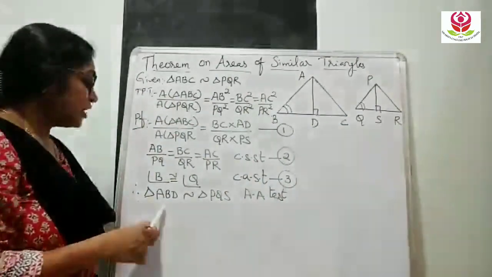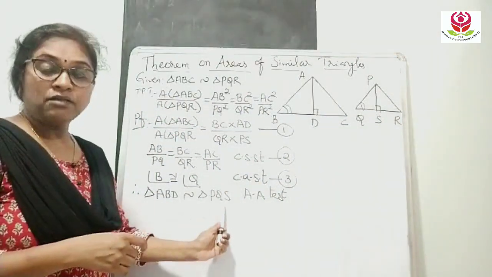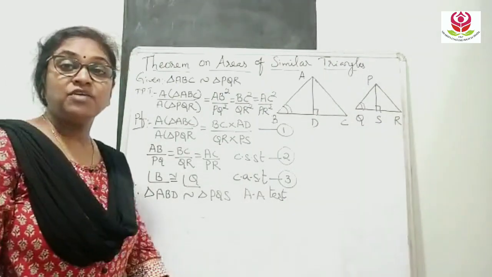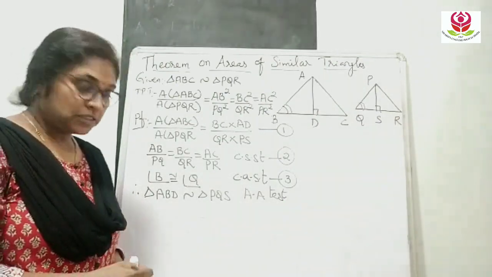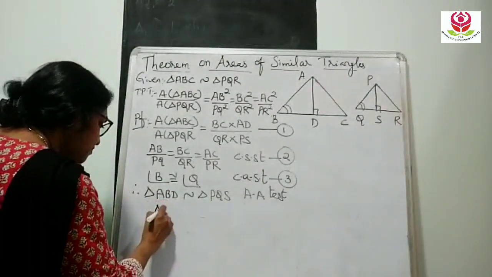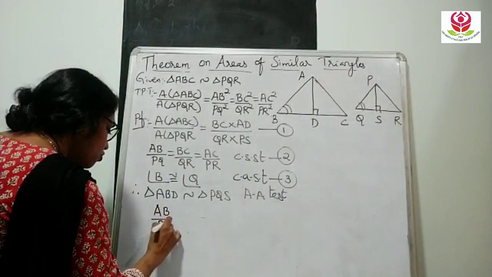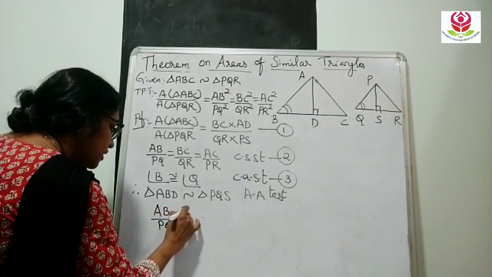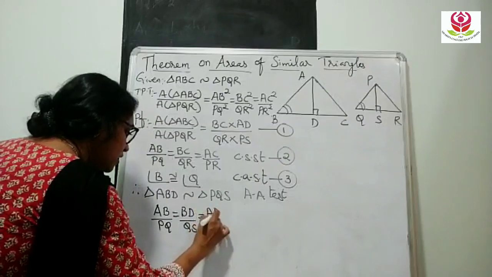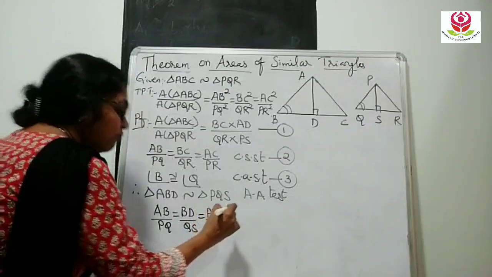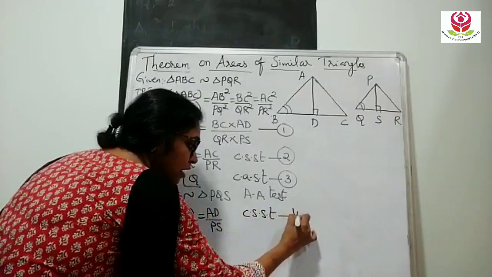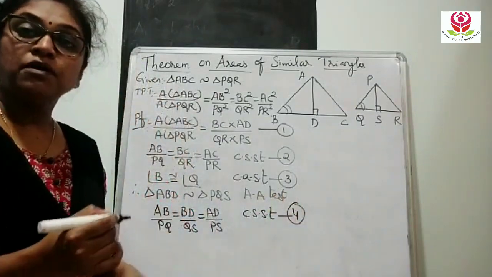So now we have got another pair of similar triangles. From this, once again, we can pick out the corresponding sides. For these triangles, the corresponding sides are AB upon PQ equal to BD upon QS equal to AD upon PS. Once again, the reason is they are corresponding sides of similar triangles. I am marking it as equation number 4.